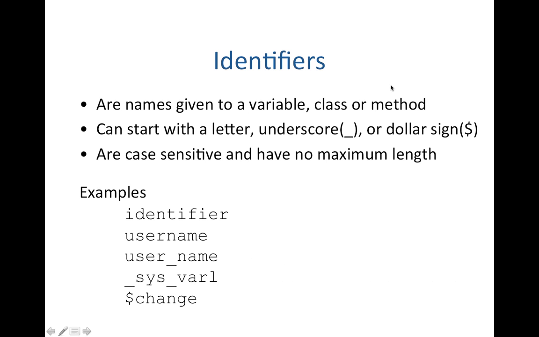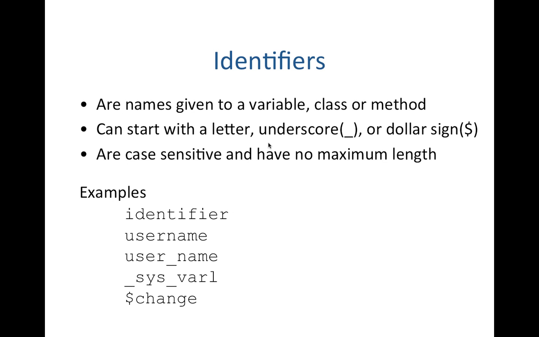Identifiers. What are identifiers? Identifiers are the names given to a variable, class, or method. They can start with a letter, an underscore, or a dollar sign. So all these are variables. Variables are nothing but like this. For example, these are all identifiers that we are talking about. That means names that we give.